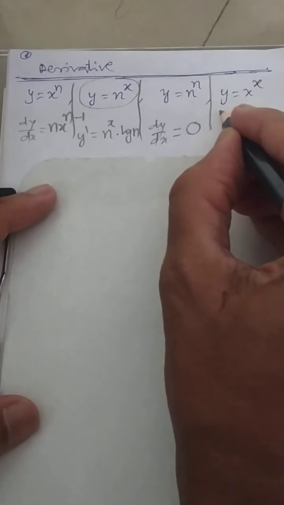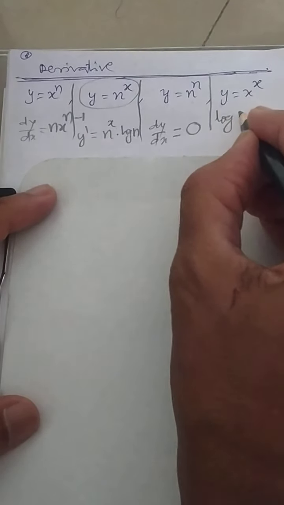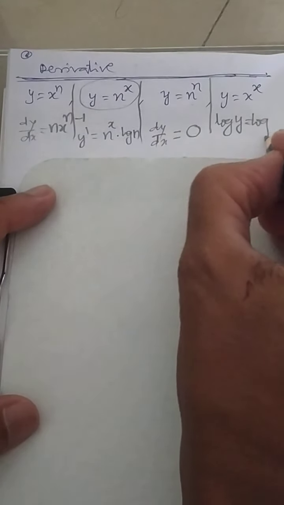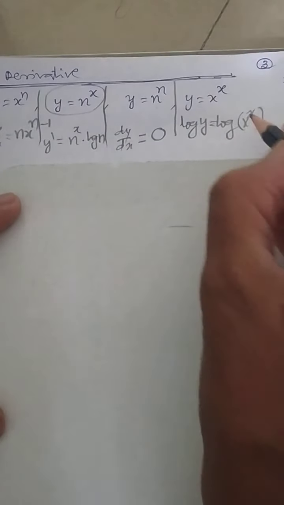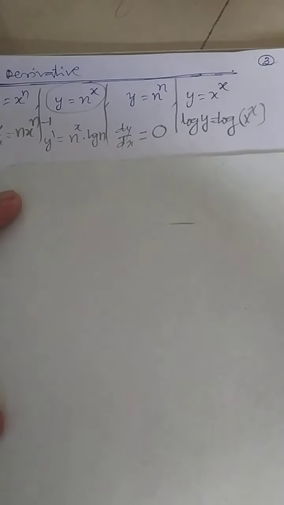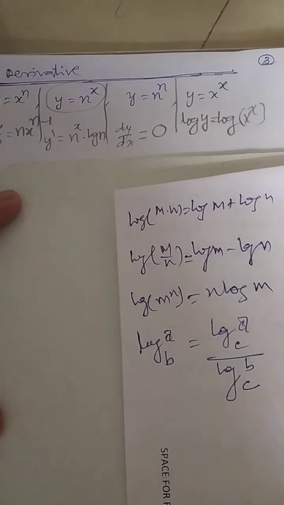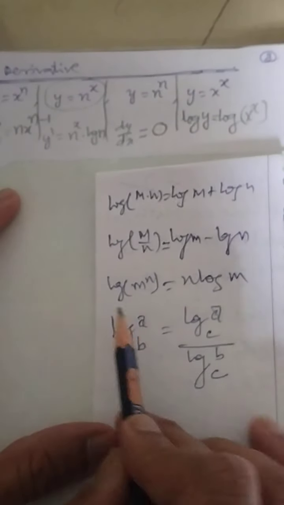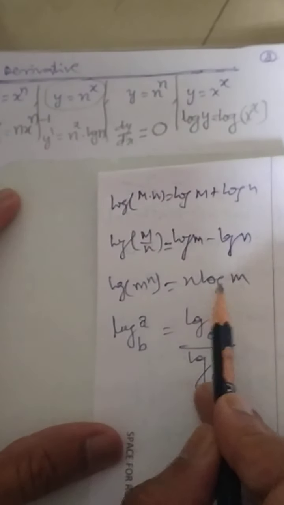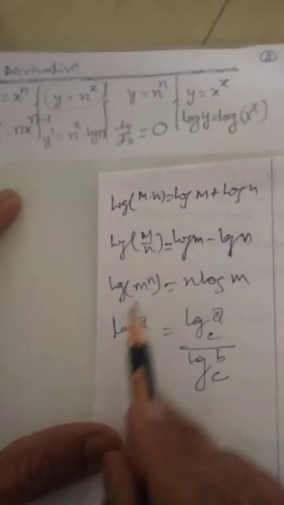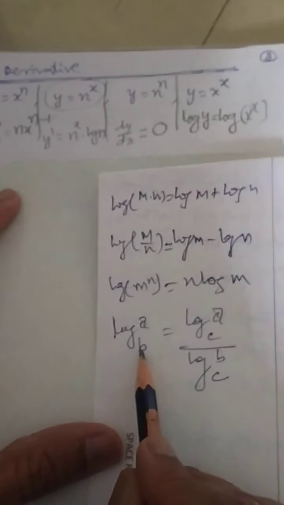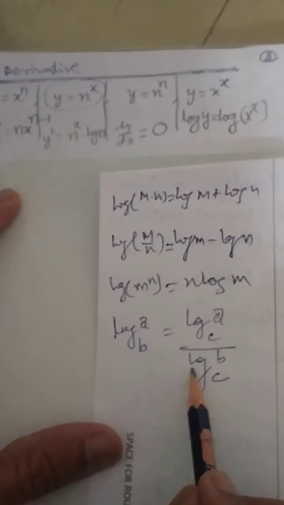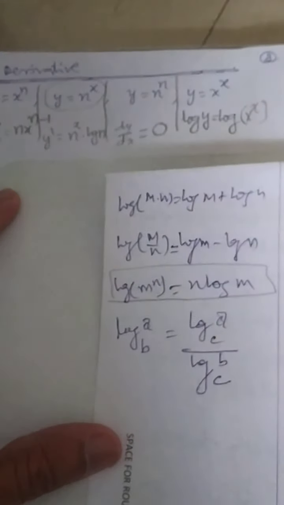You have to apply the log on both sides. So log of y will be equal to log of x raised to power x. I think you know the four different rules of logarithmic functions. Log of m into n is log m plus log n. Log of m by n is log m minus log n. Log of m raised to power n is nothing but n log m. And this is the change of base formula: log of a base c over log of b base c. So the suitable formula in the above situation is this one.